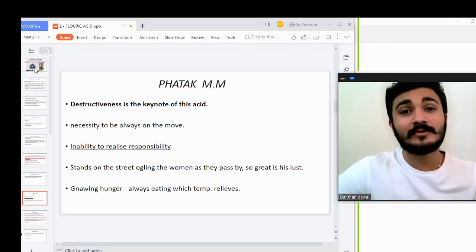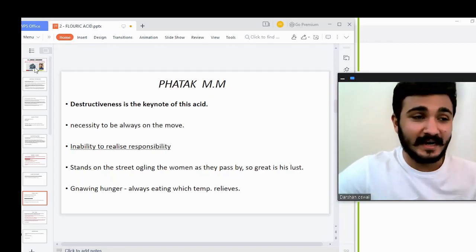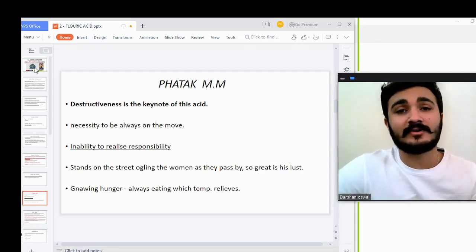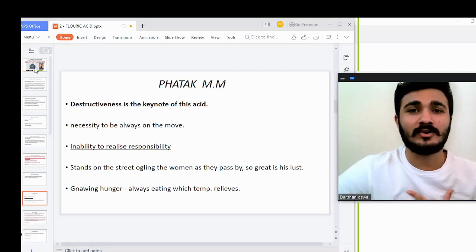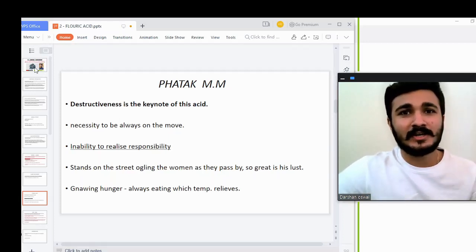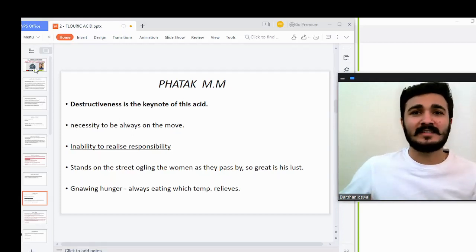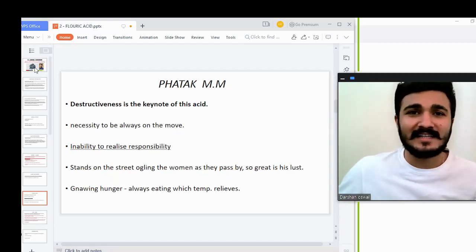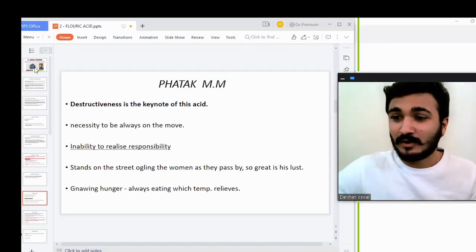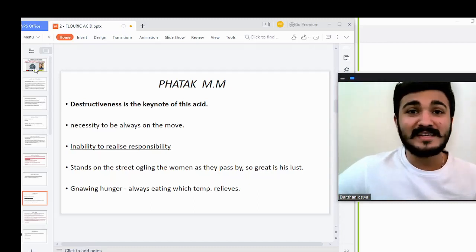So inability to realize responsibility, that I am married, I have children. He doesn't care at all. What he cares about is all his desires, his sexual pleasures, his sexual passions. He would want to just be like a Casanova, just be on the street and just keep watching women. That is what kind of person this is. Gnawing hunger, always eating, which temporarily relieves.